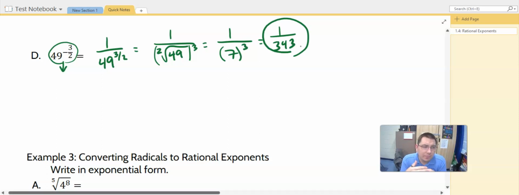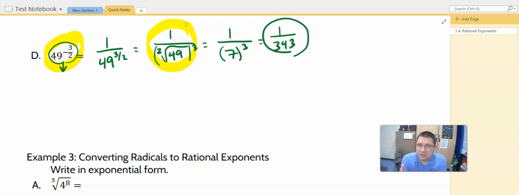Okay? Now, the big key here with all these problems is I want you to be able to convert it from rational to radical. Because, yeah, you could do this on your calculator, right? We could type in 49 to the negative 3/2, and it would give us the decimal of what 1 over 343 would be. But being able to convert from one to the other is important for solving equations. And that's what we're getting to as we get further through this unit and into other units. We need to be able to use these power rules to simplify equations. And so that's where this skill is important.